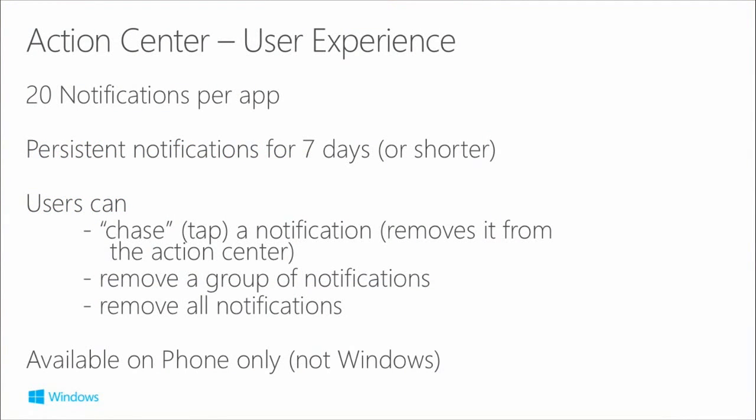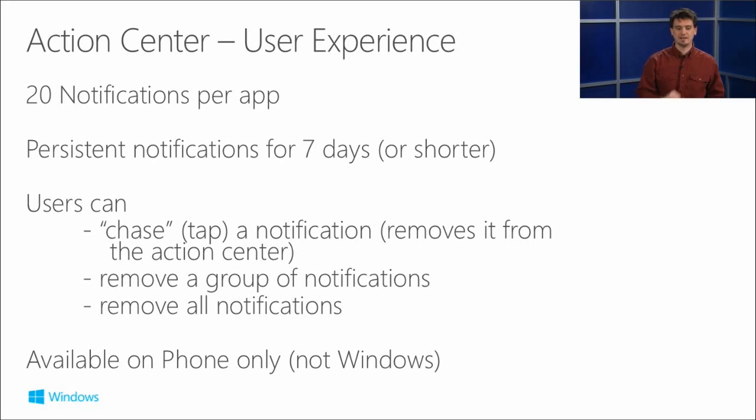So, the Action Center user experience was a hugely important request from our users, and so we've implemented it in Windows Phone 8.1. For the Action Center, you can send up to 20 notifications, stored in the Action Center per application. Those notifications will be persistent for 7 days, or possibly shorter if you start running out of room. Users can chase a notification by tapping on it, and that's going to remove it from the Action Center and open up the application. You can remove a group of notifications, or you can remove all of the notifications.